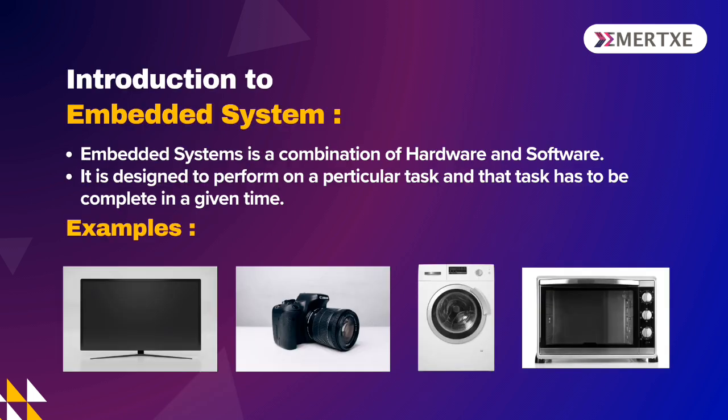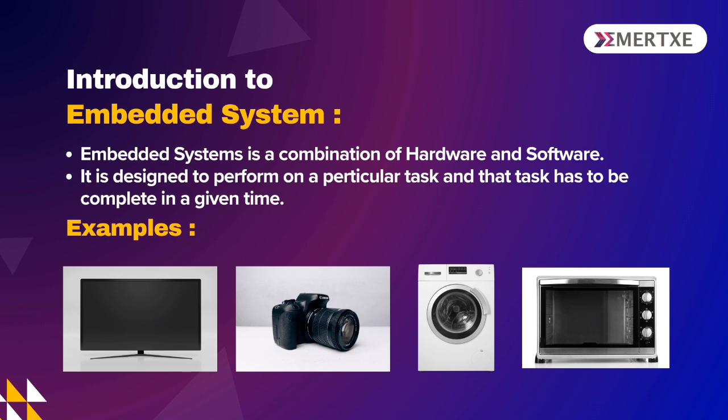Now let us know about embedded systems. An embedded system is a combination of hardware and software built specifically to perform a dedicated task. Unlike general purpose computers that can do multiple things, embedded systems are task specific. They are optimized for performance, reliability and efficiency to complete a particular job within a given time.